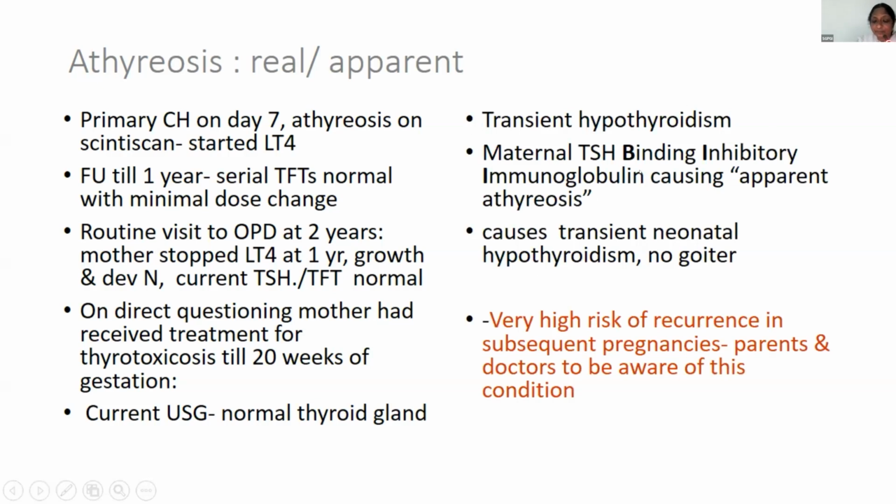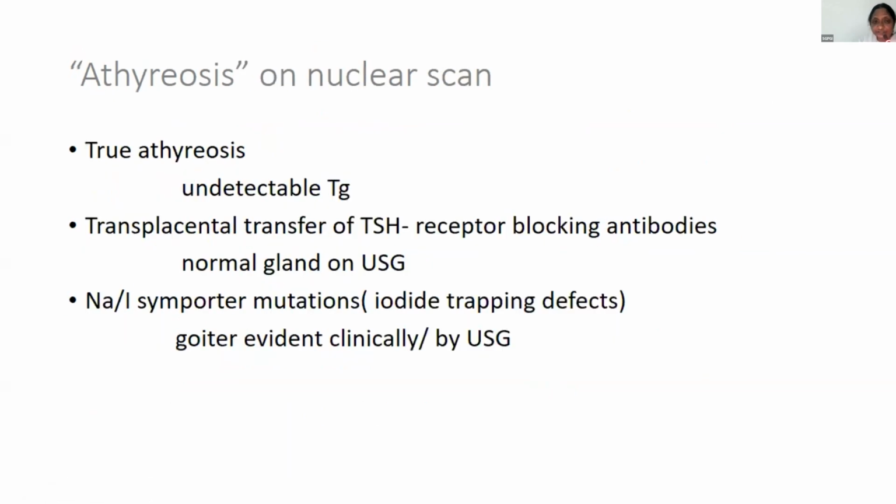This is an apparent athyrosis because of the maternal TSH binding inhibitory immunoglobulin. So it causes transient neonatal hypothyroidism and no goiter. It's important to know this because there is a very high recurrence rate in subsequent pregnancies, and parents and doctors are to be made aware of this condition.